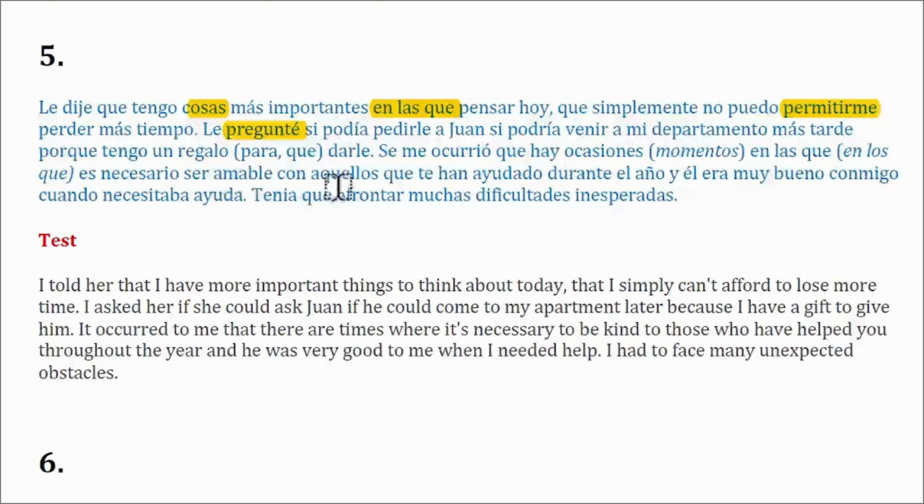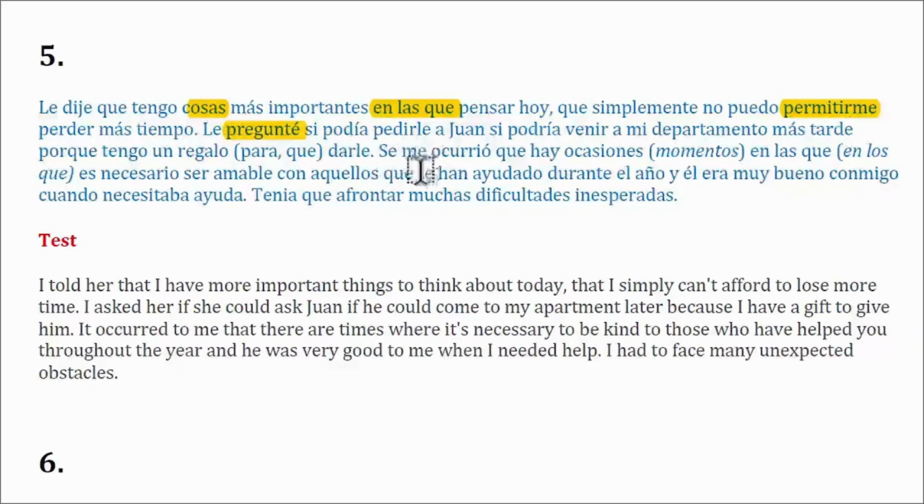So, "I asked her if she could." Okay, so it's not le pregunté si podría pedirle a Juan, but podía. It went into the past. Now this is something that we don't do in English, but it's forced in Spanish because we went with pregunté. So we had to put podía instead of podría. This again, I think, is a little gap in our Spanish which we're going to need to fill.